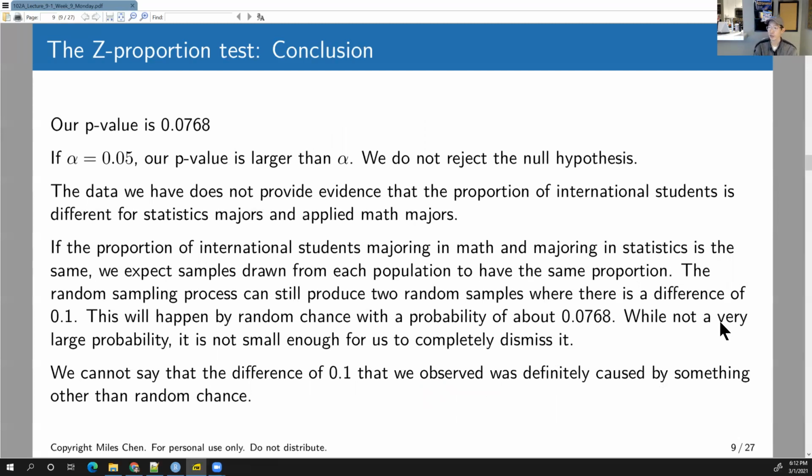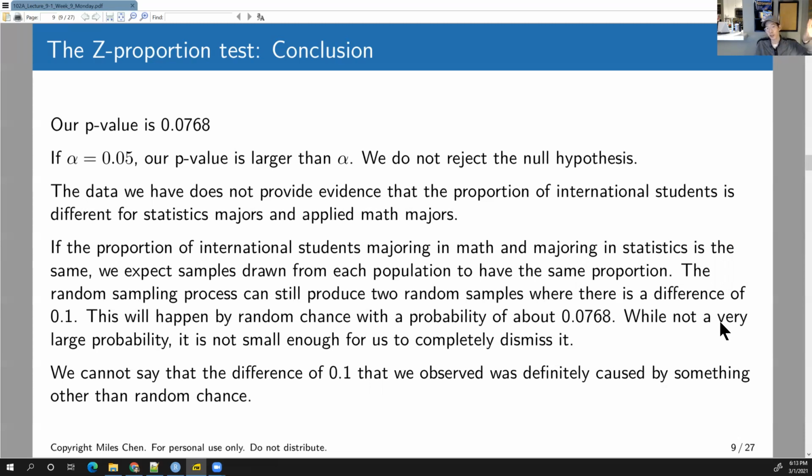So if alpha, our significance level, is 5%, our p-value of 0.0768 is greater than alpha, all right? And that means we're not going to reject the null hypothesis. We would say that the data we have does not provide evidence that the proportion of international students is different for statistics majors and applied math majors. So we're just saying we don't have evidence that there's a difference.